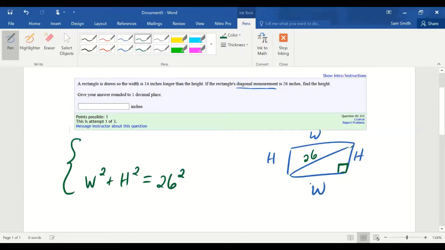So based on one leg, w squared plus h squared equals 26 squared, or a squared plus b squared equals c squared, if you're more familiar with that. Finally, let's translate this shape into an equation as well. So what do you think will become of this first statement? W equals what with the height? 14 inches longer than the height. 14 inches longer, so let me increase the height by 14. Increase the height by 14 to get the width.